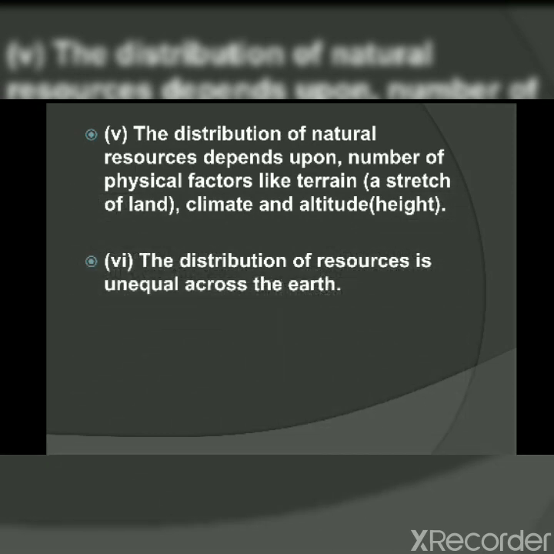The distribution of natural resources depends upon a number of physical factors like terrain, that is a stretch of land, climate and altitude. Altitude means height. So the distribution of natural resources depends upon a number of factors. Three of them are terrain, climate and altitude. The distribution of resources is unequal across the earth. These resources are not equally divided, children. They are divided unequally across the earth.